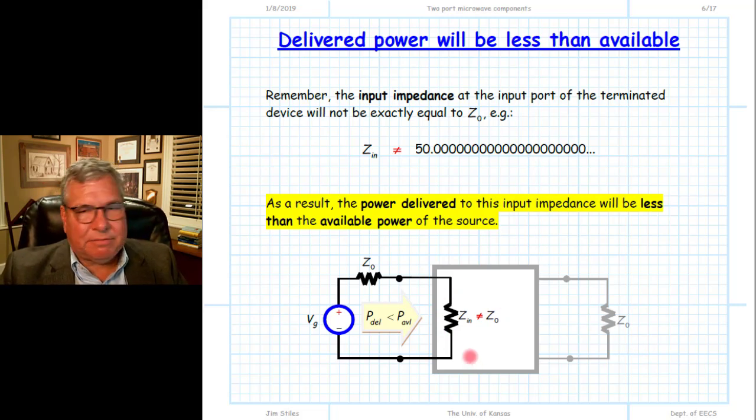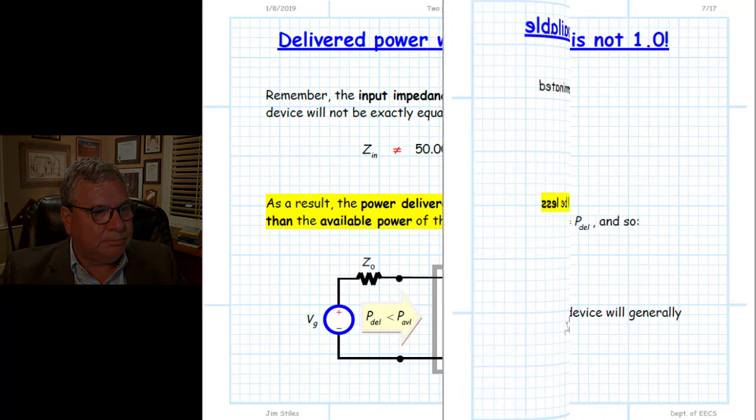And of course, we talked about the fact that we describe these values of the matching with real values like return loss or VSWR. And so we find, because the input impedance, even when immersed in a matched system, is not exactly equal to Z0, the power delivered from our matched source is not exactly equal to the available power. The delivered power is going to be less than the available power of the source, since the input impedance is not exactly equal to Z0.